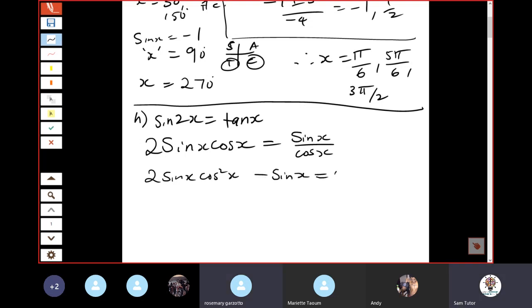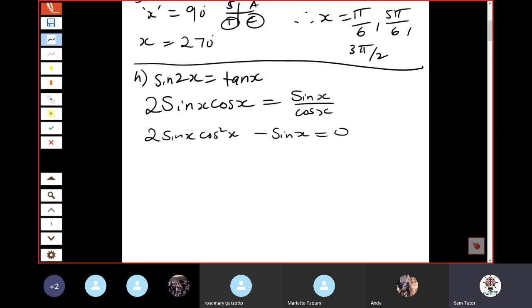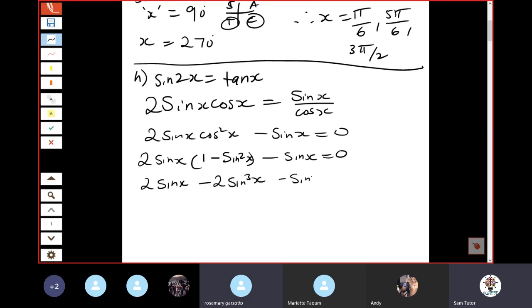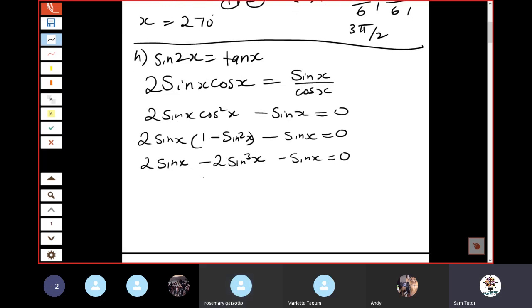Do you like cos squared here? No. So what are you going to do to cos squared x? What do you want to change cos squared x to? One minus sine squared x. Yeah. And then expand. Minus 2 sine cubed x minus sine x. And then simplify. So just hold on.